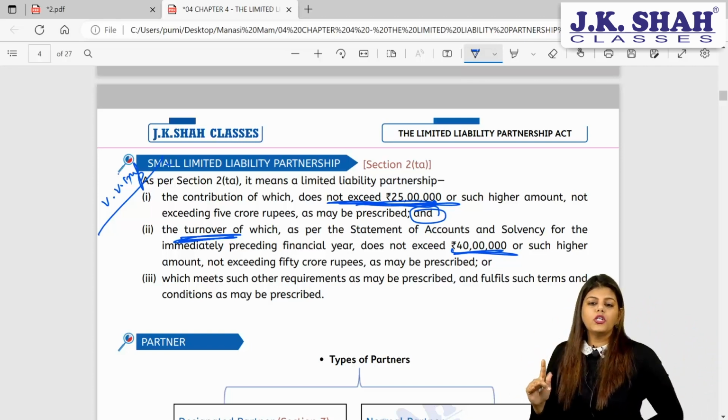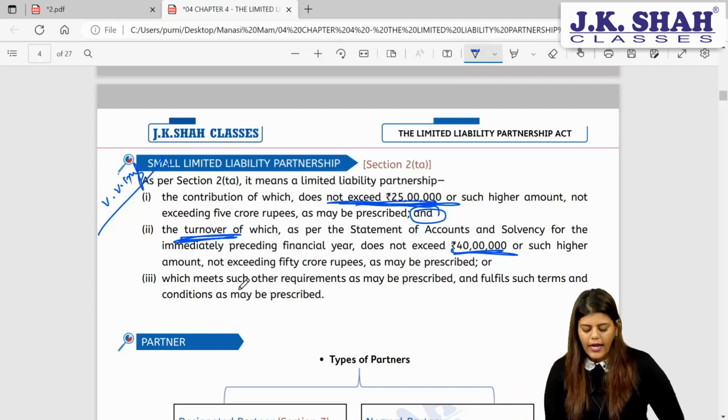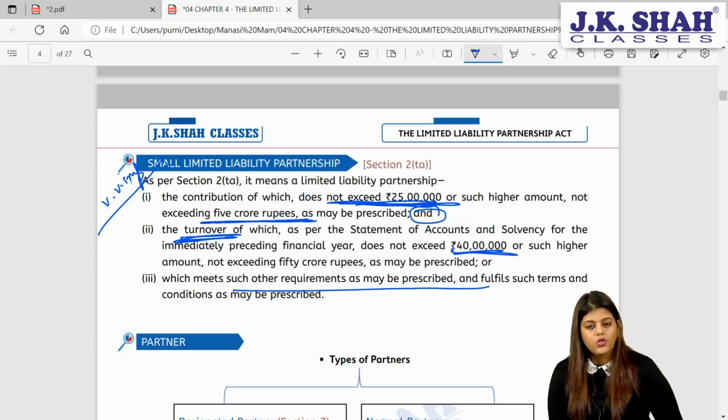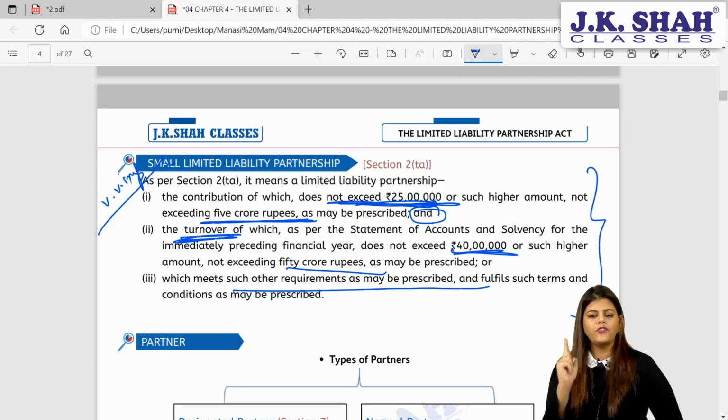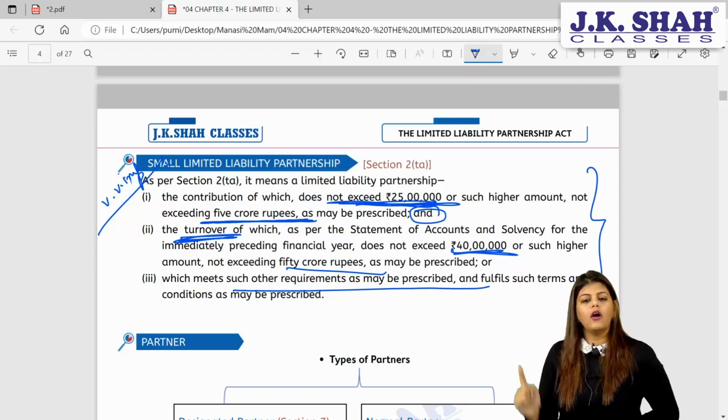So whose contribution does not exceed 25 lakhs and the turnover does not exceed 40 lakhs or any other requirements which is given. And see bacha, this part is also similar to your company. Or such higher amount which may be prescribed, which should not be more than 5 crores or 50 crores. So when you are expected to write the definition, you have to write the entire thing. 25 lakhs, 40 lakhs. हमेशा याद रखो टर्नओवर का फिगर ज्यादा होता है. वहां पे भी 2 and 20 था, यहाँ पे भी 25 and 40 है.